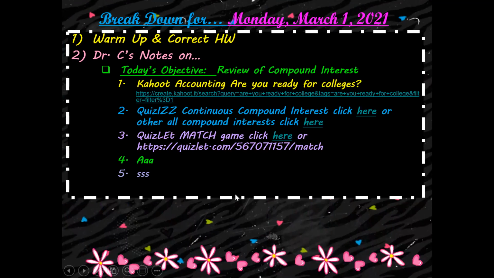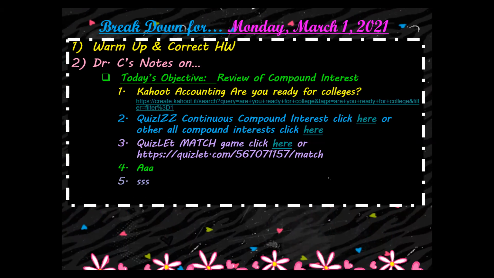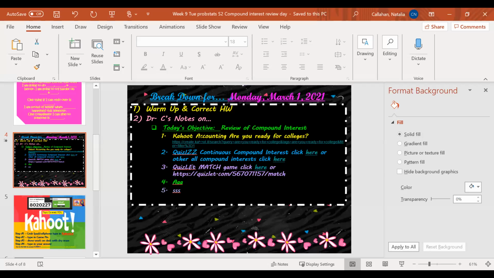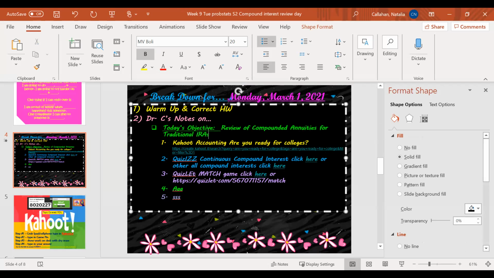All right, so let's go ahead and take a look at our breakdown for today. I'm actually going to modify this just a little bit. Your topic of discussion is going to be a review of compound interest, or I should say compounded annuities for traditional IRAs.